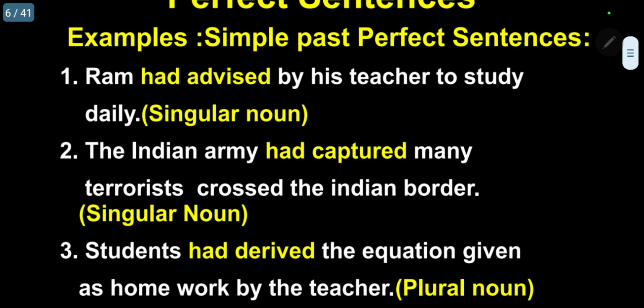Kindly follow me now. The first verb, Ram had advised. Advise, V1, D added, advised by his teacher to study daily. This is the simple past perfect sentence. Example, Ram had advised by his teacher to study daily. The Indian army had captured many terrorists who crossed the Indian border. Singular noun.